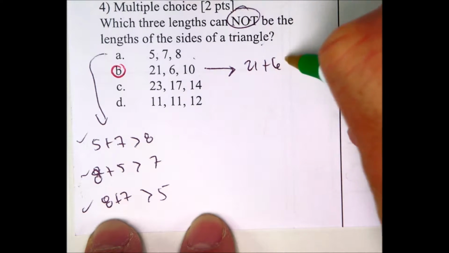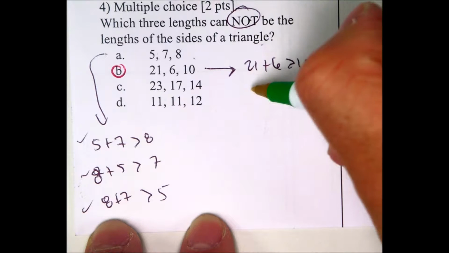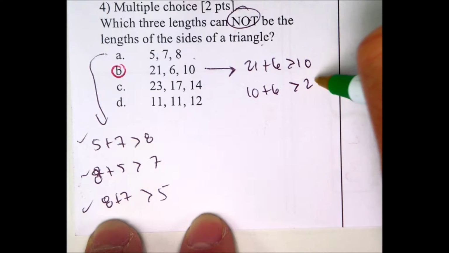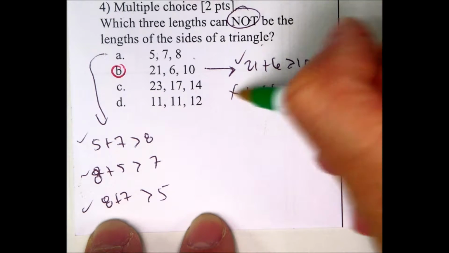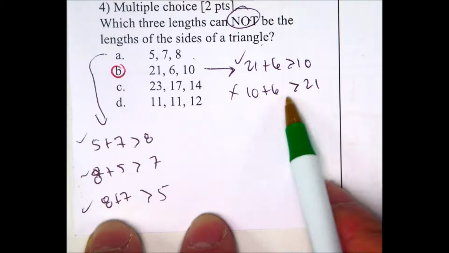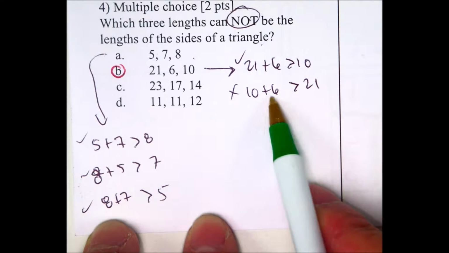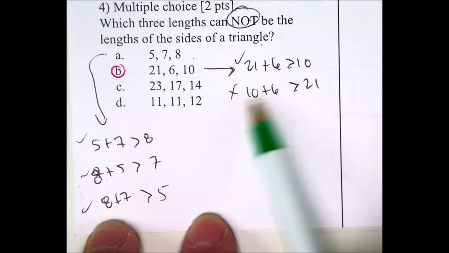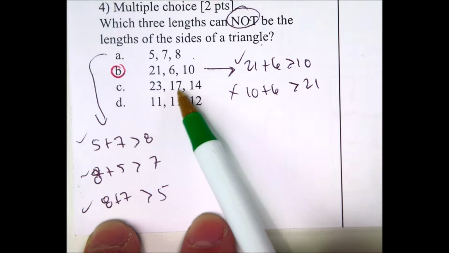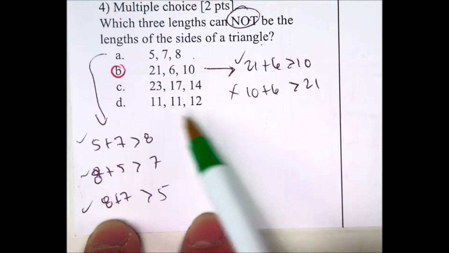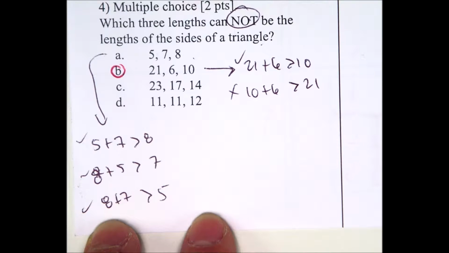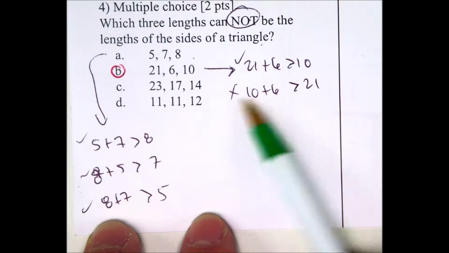If you notice this one, 21 plus 6 is greater than 10. 10 plus 6, is that greater than 21? No, that's false. And that's why the answer is B. So if you look at this, these two numbers are the smallest numbers, so the shortcut is if you add the two smallest numbers and it's greater than the third one, then it will be a triangle. Notice how 10 plus 6 is 16. 16 should be less than 21. That's why this one's false.